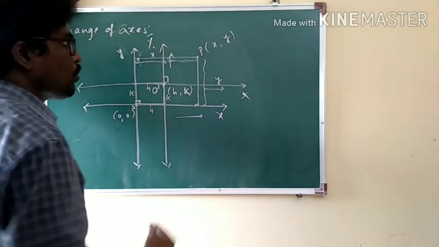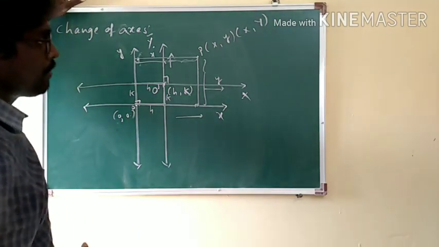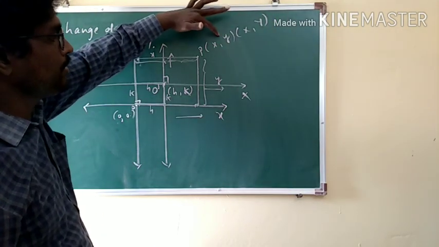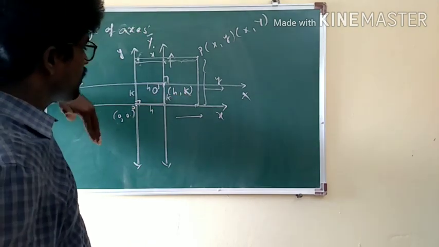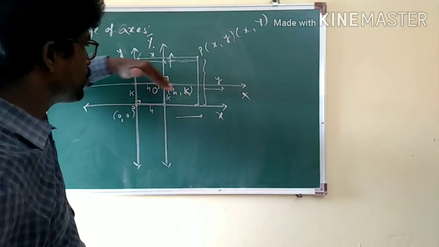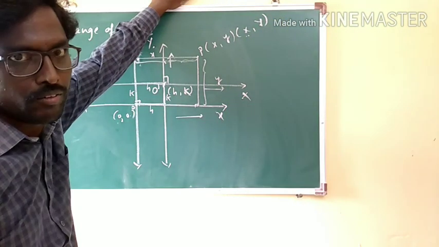Now the new point (capital X, capital Y) means the point we have taken, (x, y) with respect to the old axis, will definitely get changed when the origin is shifted from (0, 0) to (h, k). Those coordinates I have taken as capital X comma capital Y.